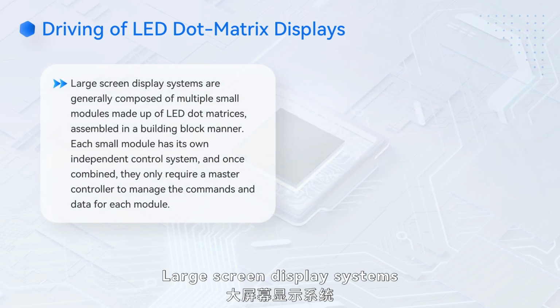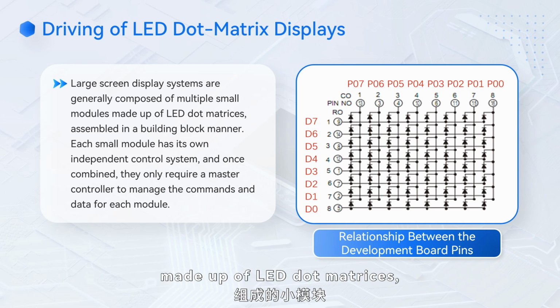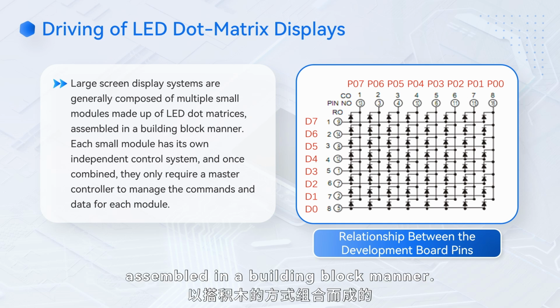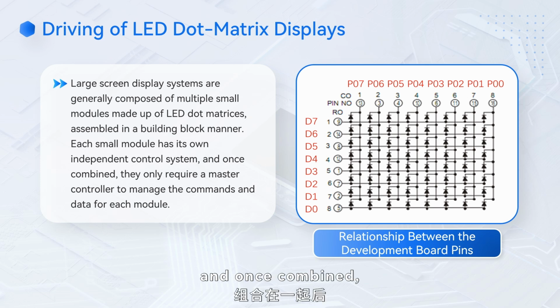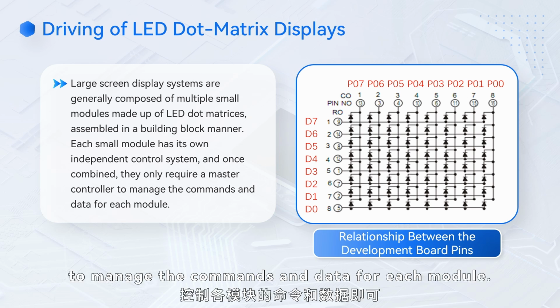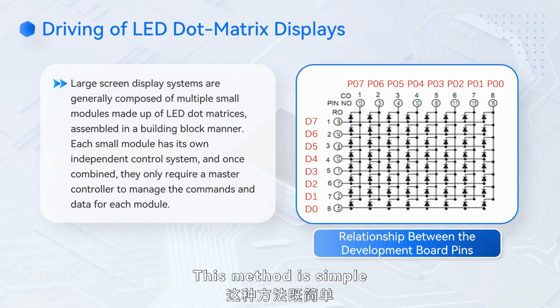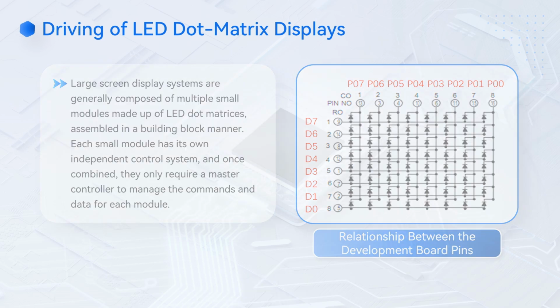Large screen display systems are generally composed of multiple small modules made up of LED dot matrices, assembled in a building block manner. Each small module has its own independent control system, and once combined, they only require a master controller to manage the commands and data for each module. This method is simple and features easy expansion and maintenance.